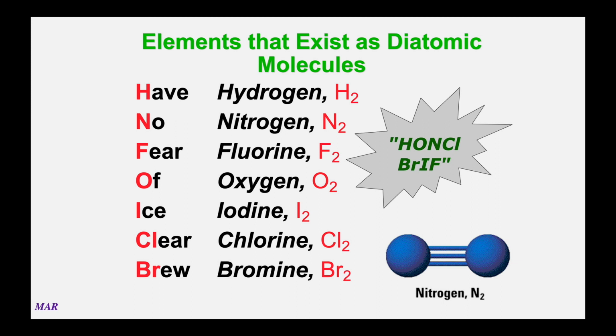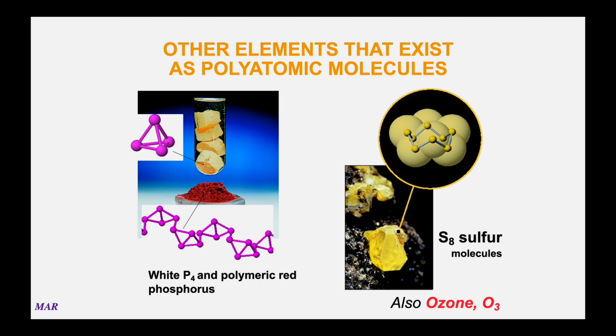Again, I want to repeat though, most of the elements on the periodic table exist as single pieces. So if the element is not on there, then more likely than not, it's a single atom. So as I said, magnesium and sodium and helium and xenon, all of those are not "Have No Fear of Ice Cold Beer." So you don't have to worry about it. But if you are dealing with oxygen or bromine, then you've got to think about it as a diatomic.